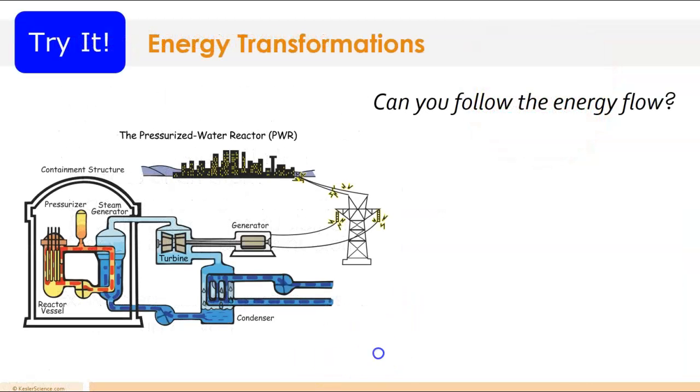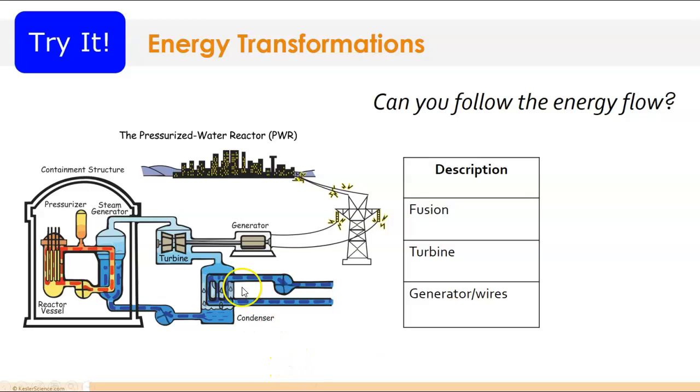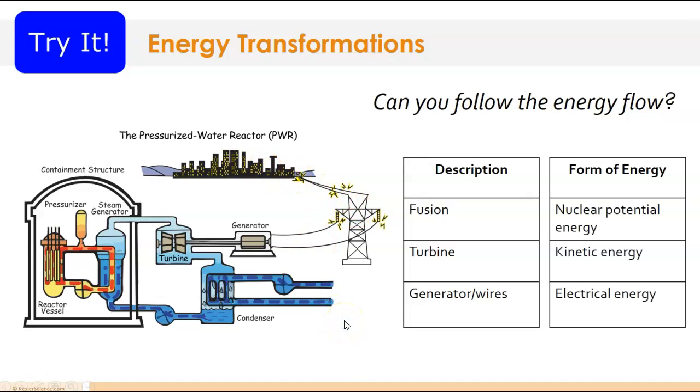So let's see if you can finish this final example here. Fusion in the nuclear reactor, and then it turns the turbine, and then we have the generator and wires. So we have our nuclear reactor, the turbine and the generator, and the wires. The fusion at the power plant is nuclear potential energy. Turning the turbine and the generator is kinetic energy. And then in the generator and the wires, we have electrical energy.